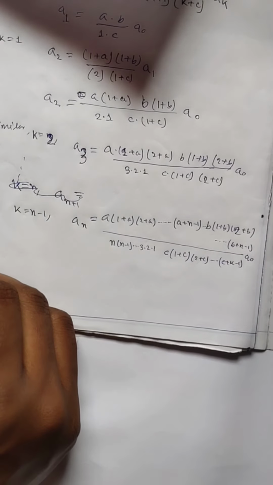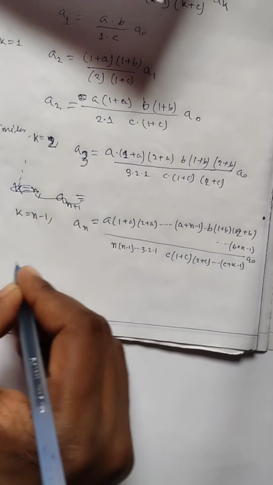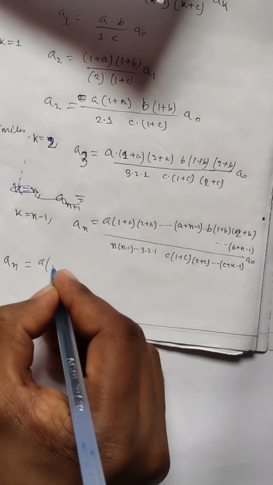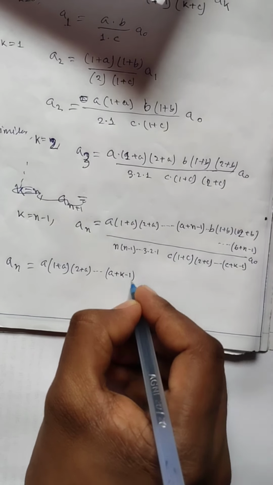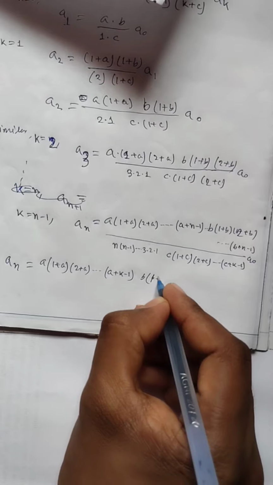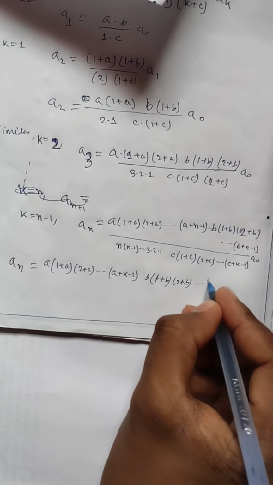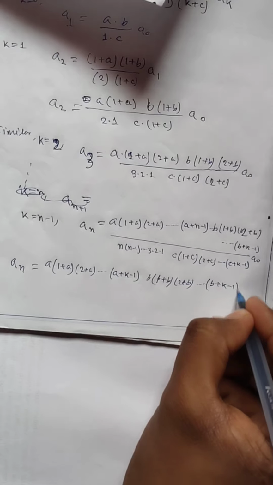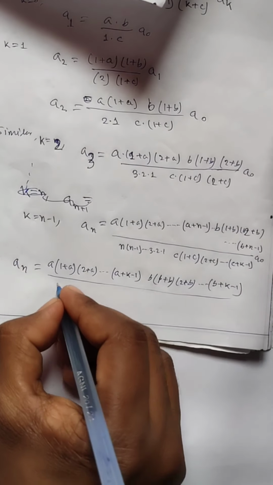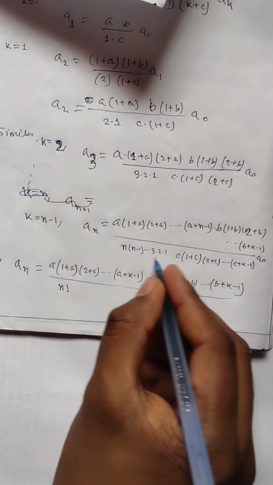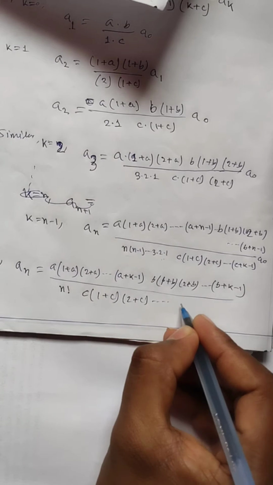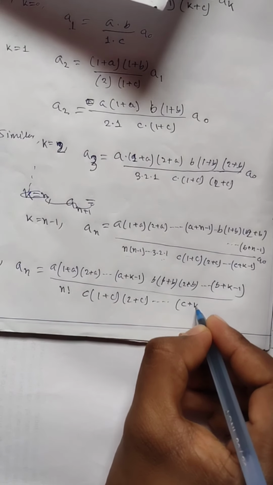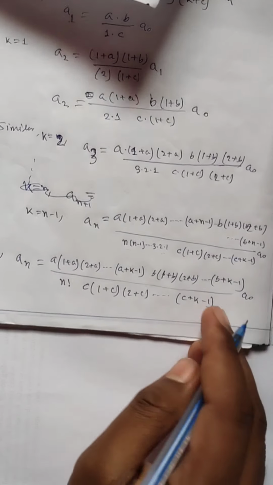Therefore, at k equal to n minus 1, an is equal to a(1+a)(2+a)...(a+n-1) and b(1+b)(2+b)...(b+n-1) divided by n factorial, this is n factorial, and c(1+c)(2+c)...(c+n-1) a0. Okay, let's go to another page.